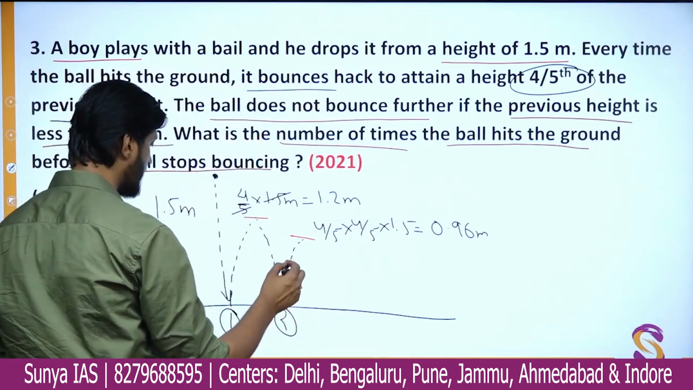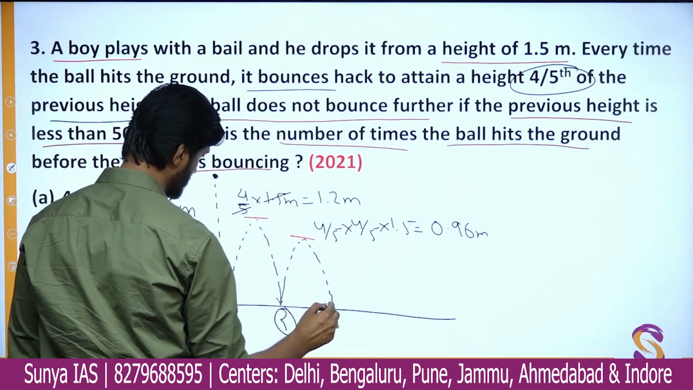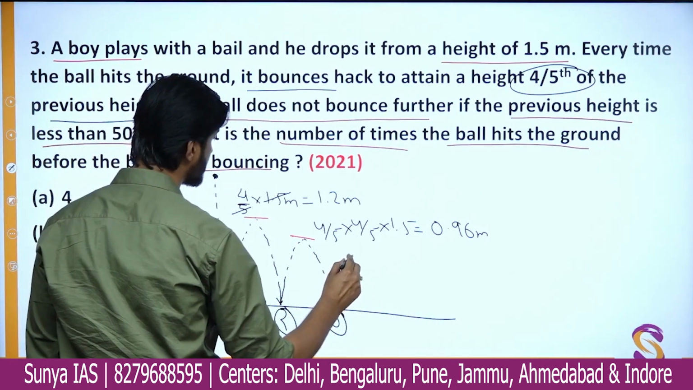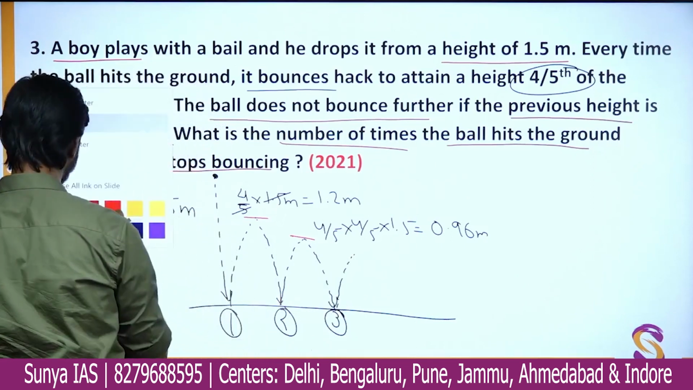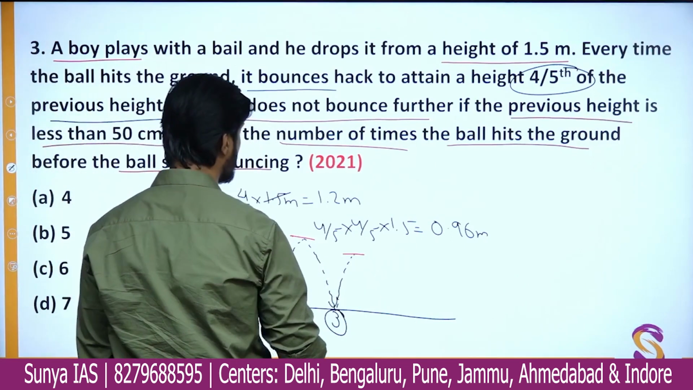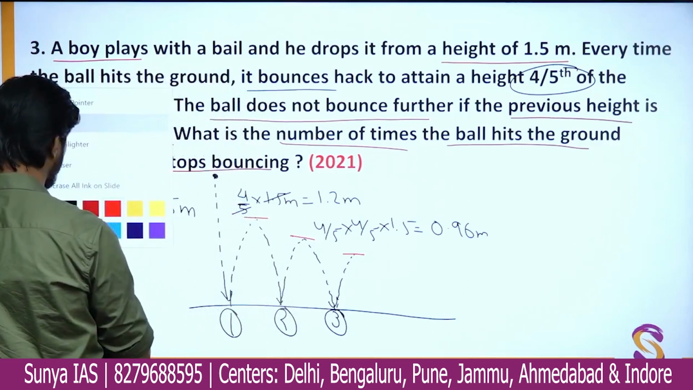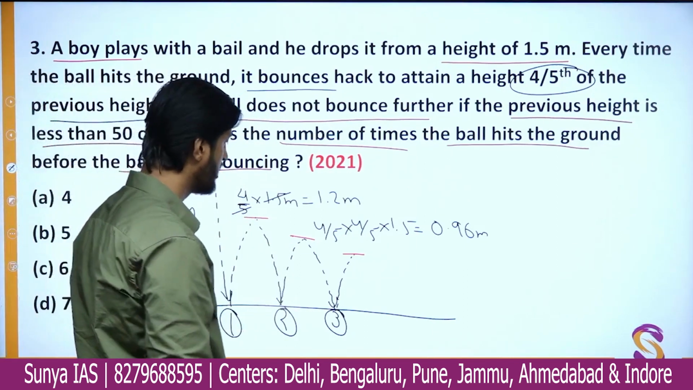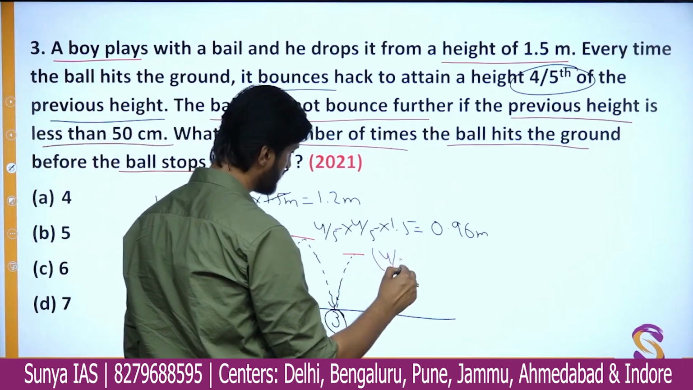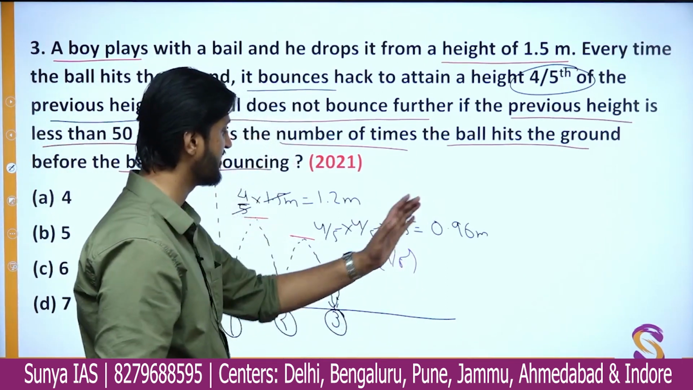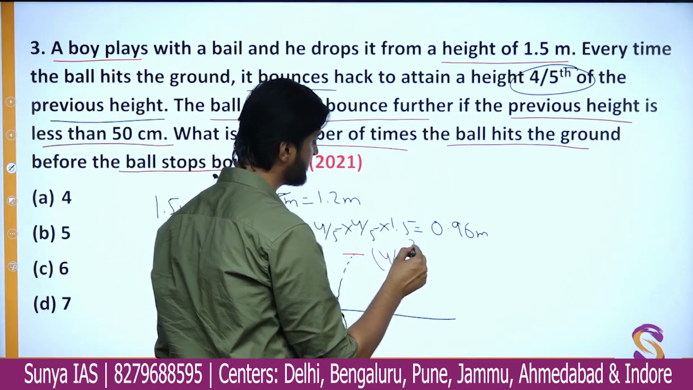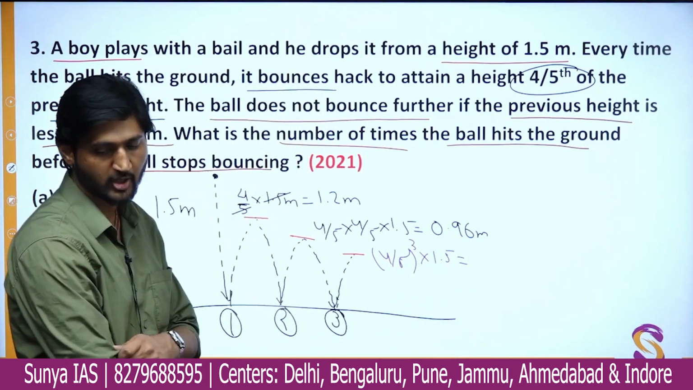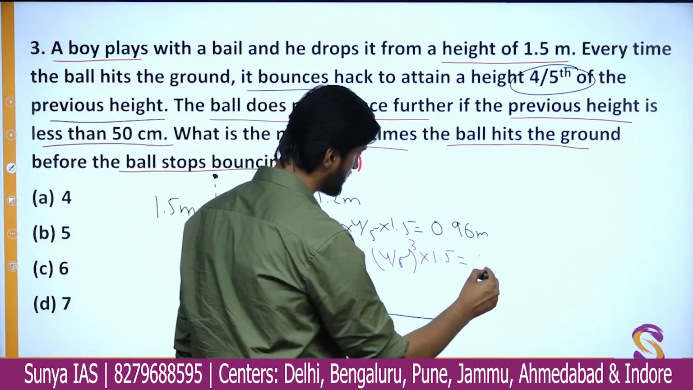Then the ball will again touch the ground, hit the ground for the third time and again bounce back. This time let's say it bounces back again to this particular height. So what will that height be? That height will simply be, let me use a different pen now, 4/5 into 4/5 into 4/5 into 1.5, that is basically (4/5) cube into 1.5, and when you calculate, the value comes out to be 0.768 meter.